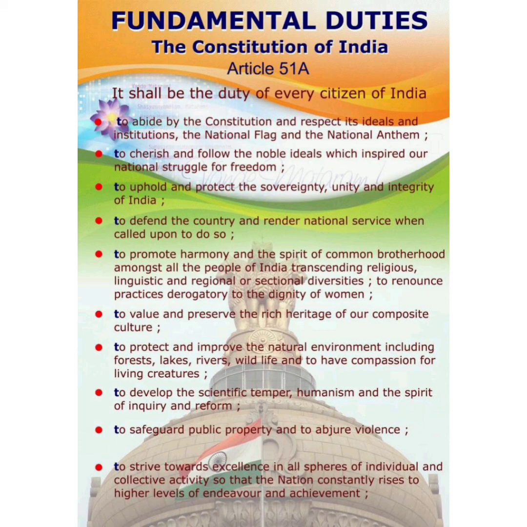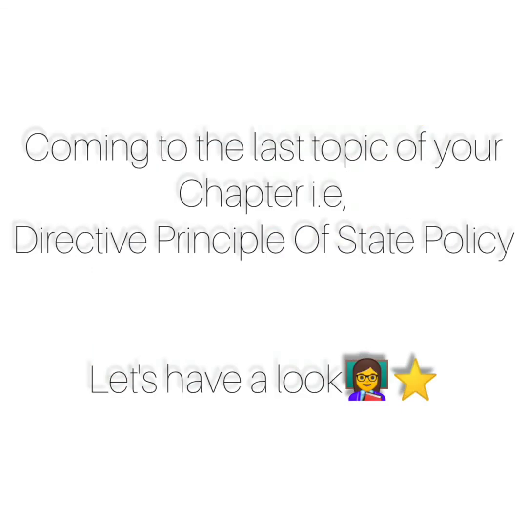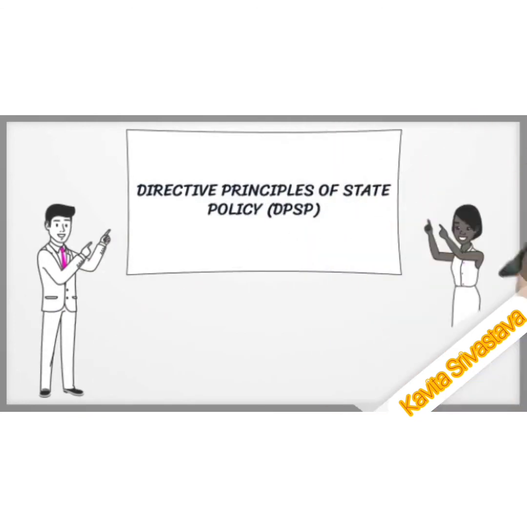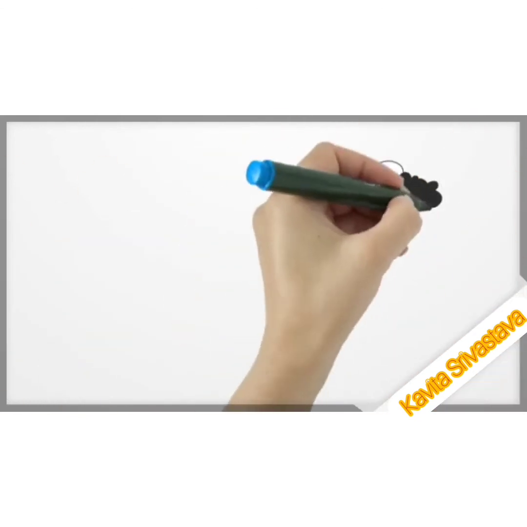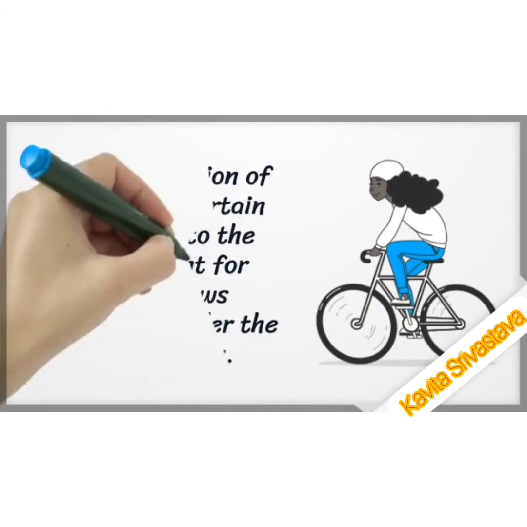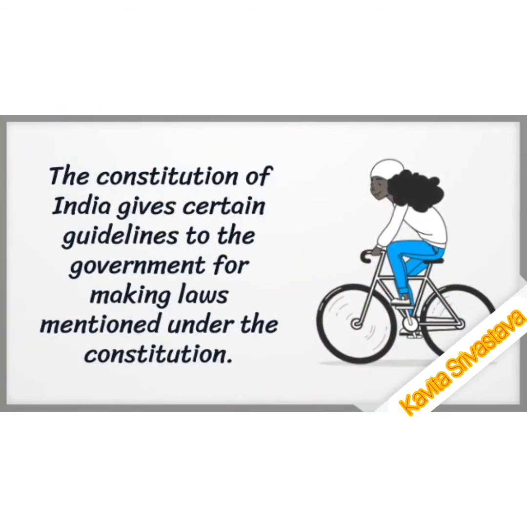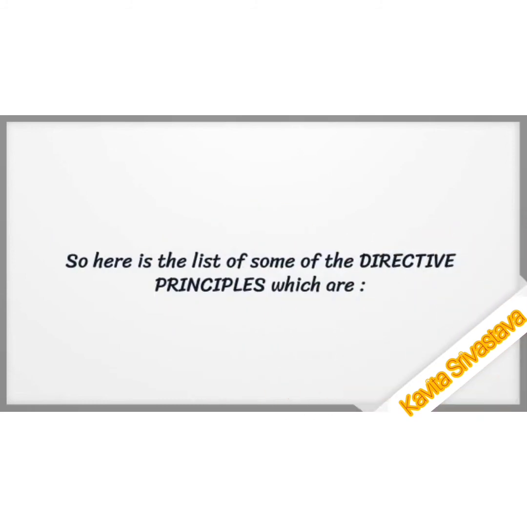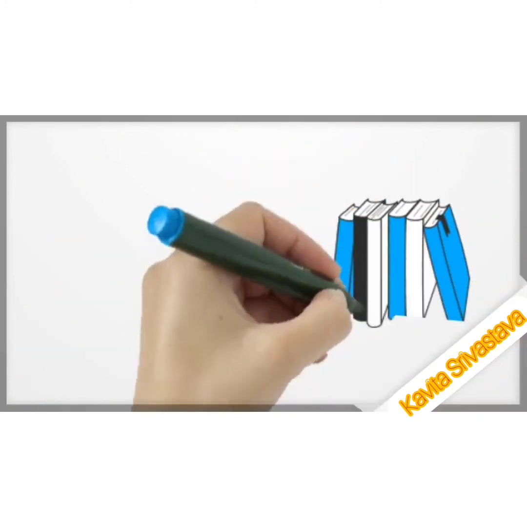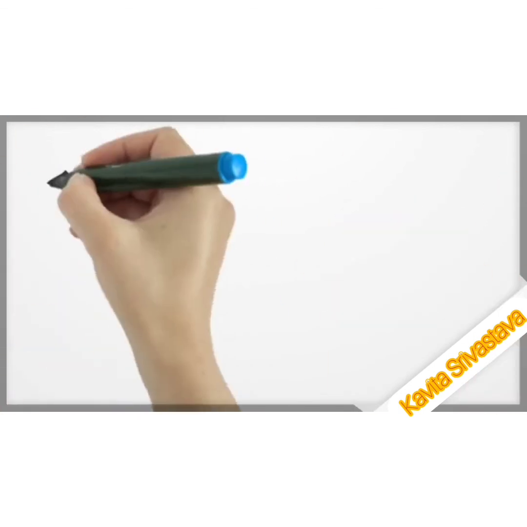To strive towards excellence in all spheres of individual and collective activity so that the nation constantly rises. Now, coming to the last topic of your chapter, that is Directive Principles of State Policy, also known as DPSP. What are these? These are principles provided by the Constitution of India which direct the state government to make laws, and these are known as Directive Principles of State Policy.